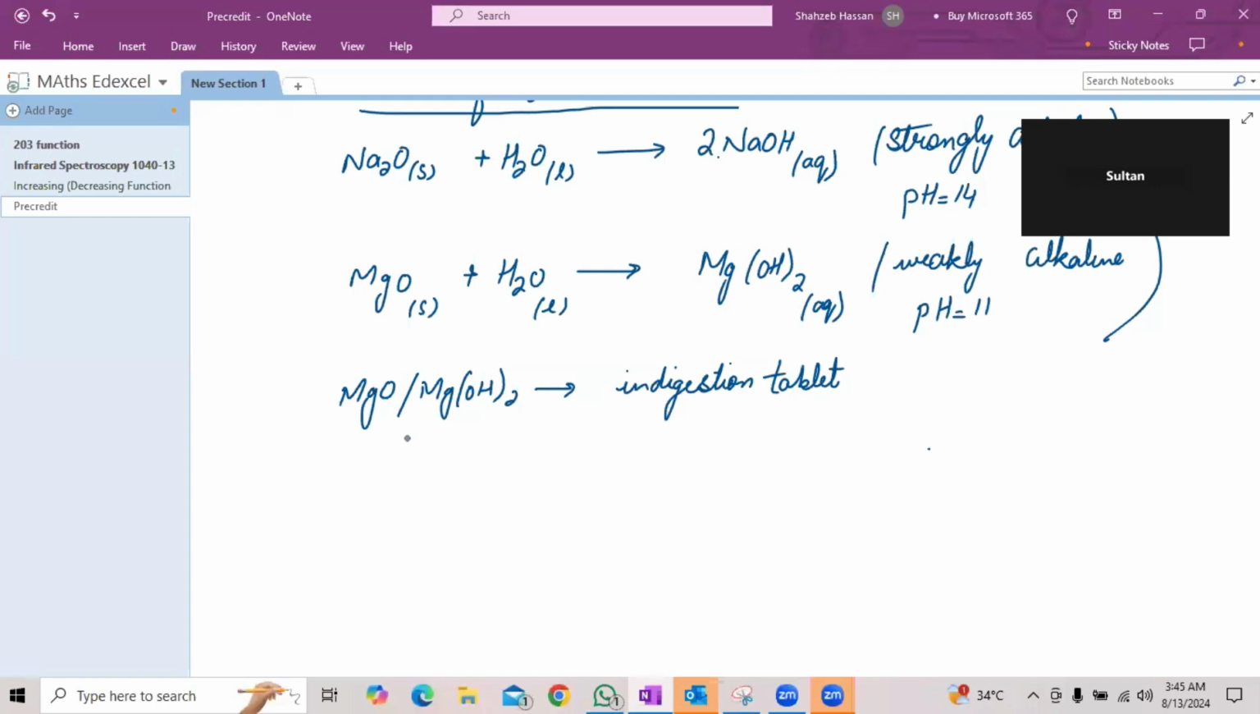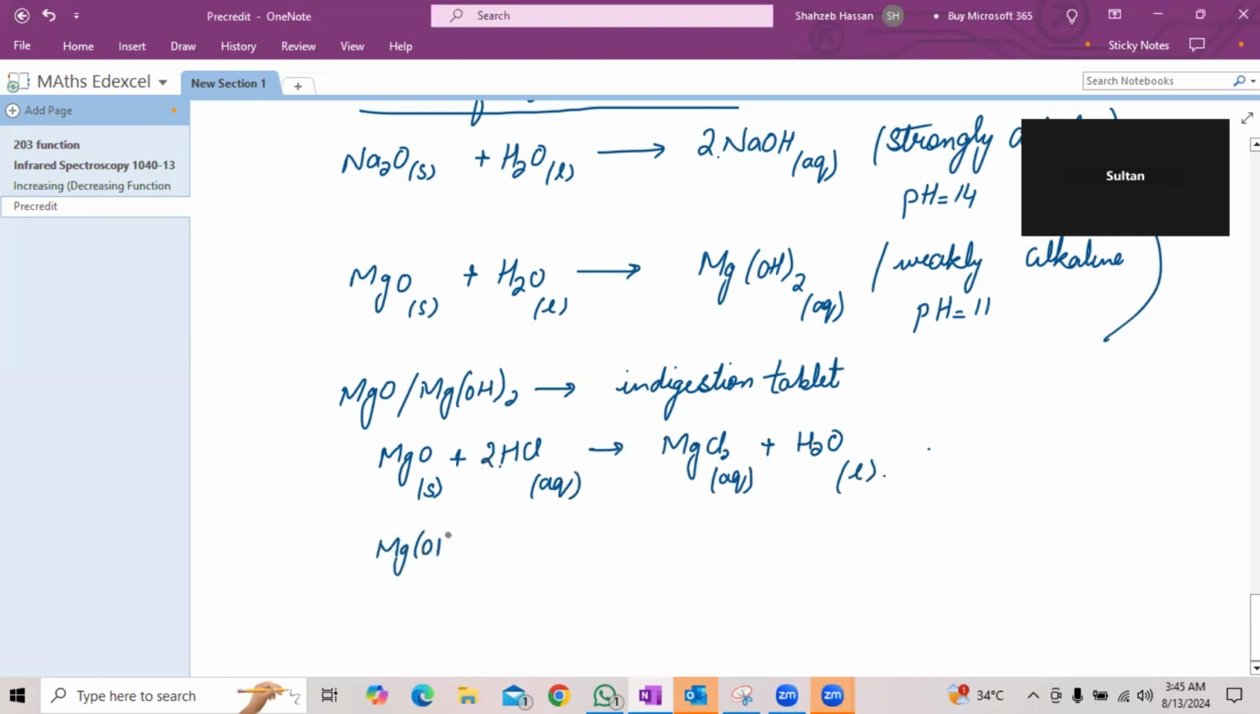Magnesium oxide or magnesium hydroxide is basically used in indigestion tablets. So what is going to happen? Magnesium oxide, when it reacts with HCl, is going to form magnesium chloride like this, with the production of water as well. This is in aqueous form, this is in liquid form, this is in solid form, and this is in aqueous form.